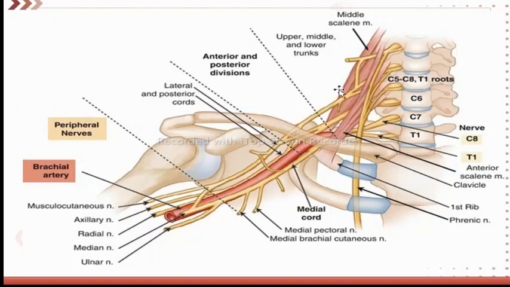So the root and trunk lie above the clavicle. Then the divisions lie behind the clavicle, and the cords, lateral cord, medial cord and posterior cord, and their branches lie below the clavicle.